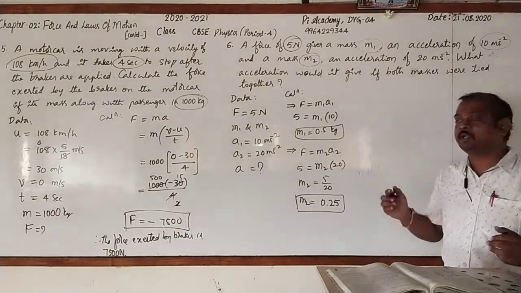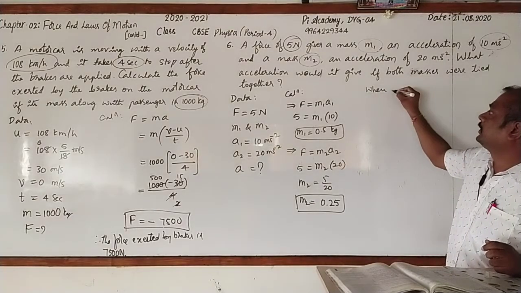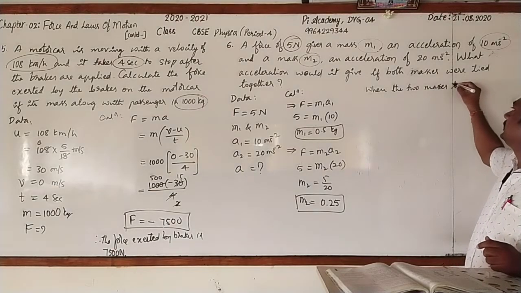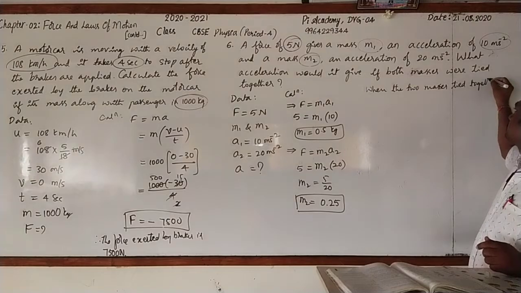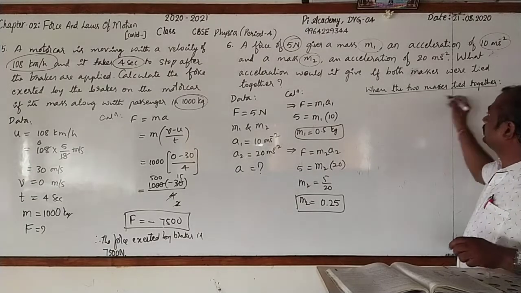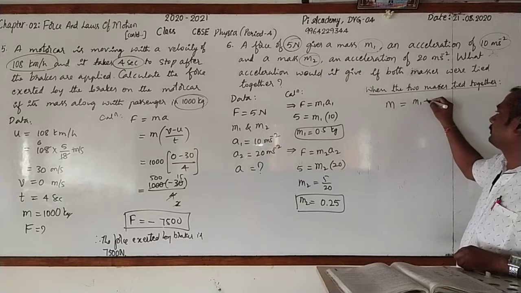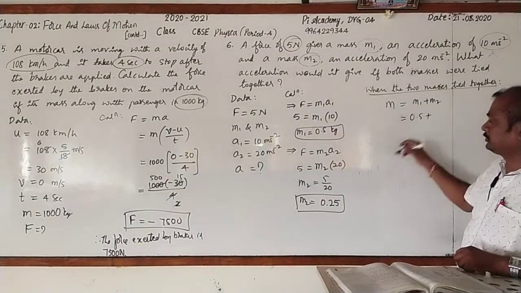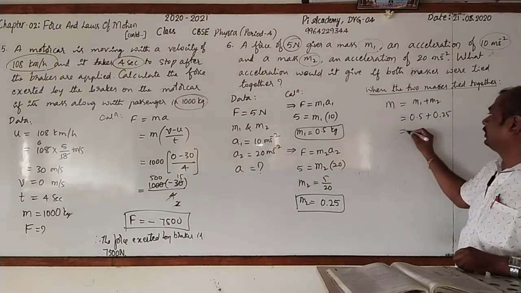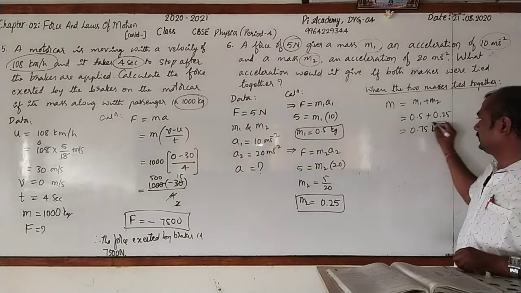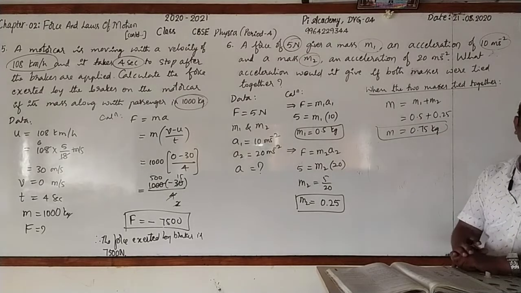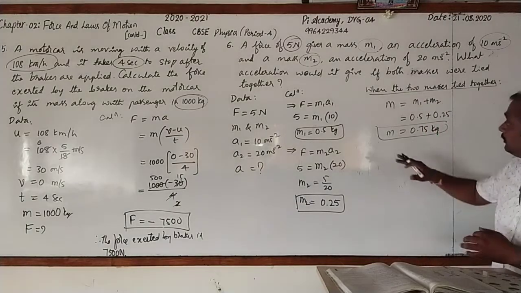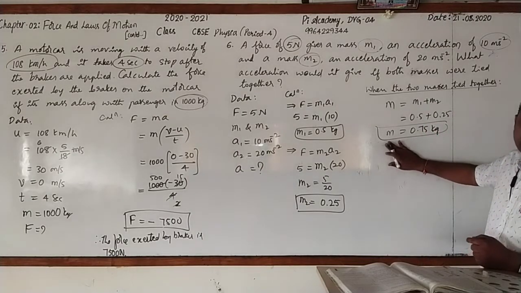When they are tied together, here I'll write, when the two masses are tied together, we can write, you may call it M. M is equal to m1 plus m2. m1 is 0.5, m2 is 0.25. Altogether it is 0.75 kg. Then with the same amount of force, what acceleration will be given to this mass?